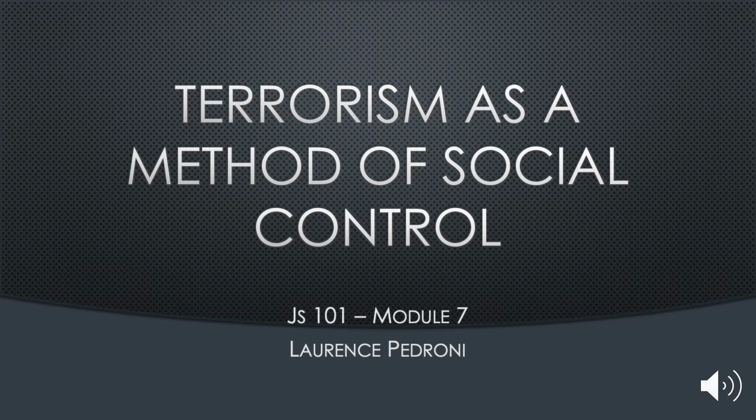This week we're going to be starting Module 7, and we're really going to be talking about terrorism as a method of social control. So we're really not going to be focusing on terrorism as an action, as much as we're going to be focusing more on how the state defines terrorism and how that can be used to delegitimize different social movements.